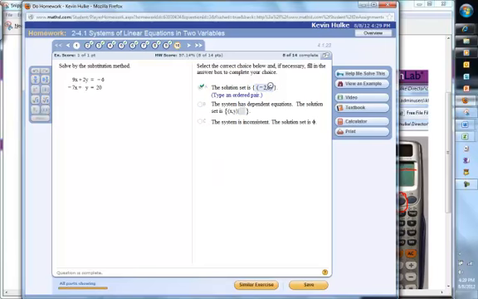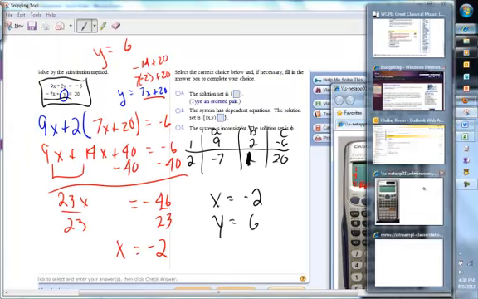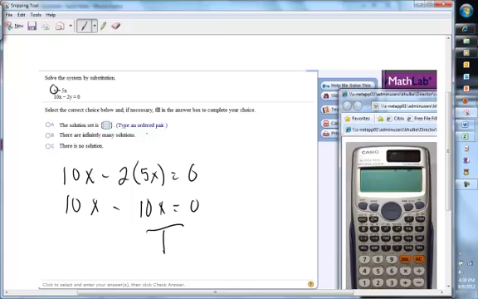Number 10. Another problem that we're also going to solve using our calculator. Okay, solve by substitution. So wherever we see y, we're going to write 5x. So we have 10x minus 2 times 5x equals 0. 10x minus 10x equals 0. Remember, when you have a true statement, there are infinitely many solutions. When you have a false statement, there are no solutions.